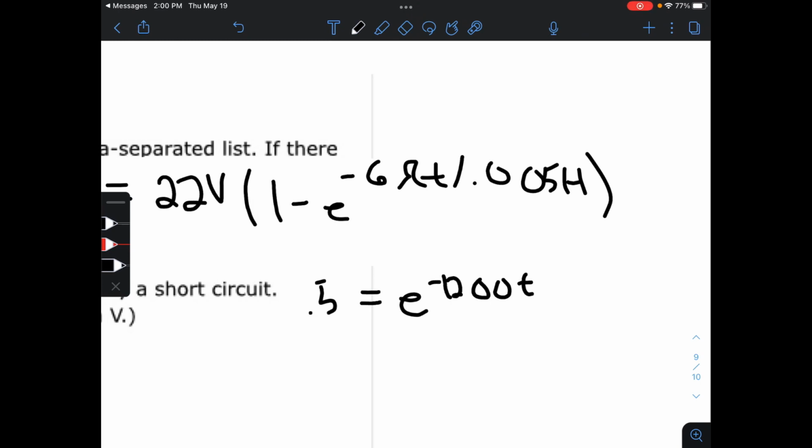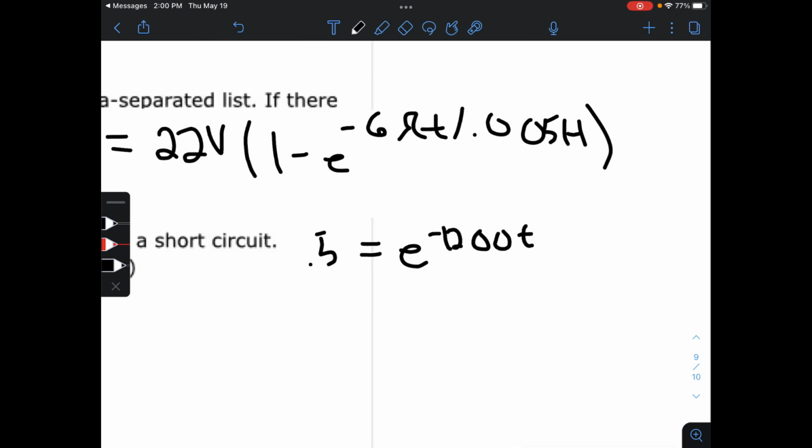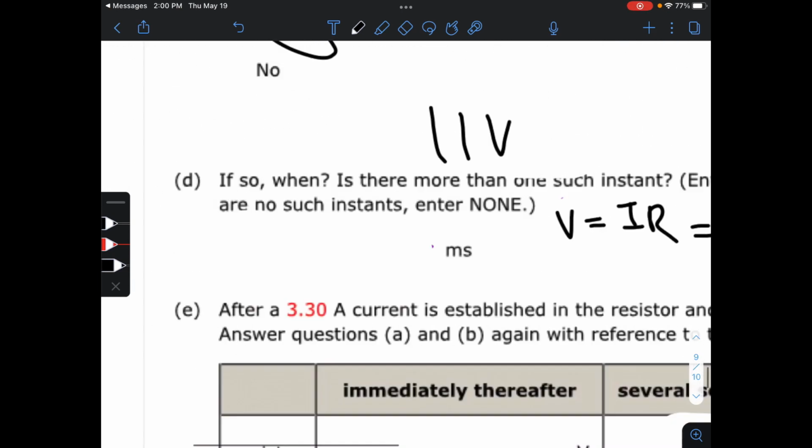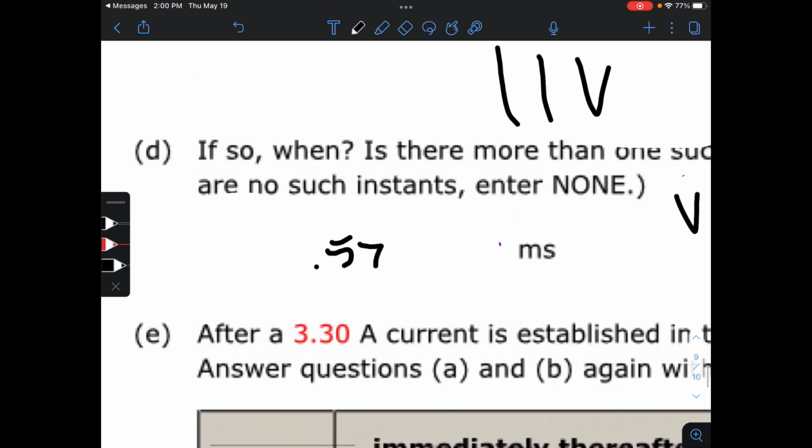Well, I just divided the 22 to the other side, and then I divided my negative 6 by 0.05. Okay, 120. Okay, and then we got 1200 T, and then we do a little natural log manipulation here. Ooh. And then we get 0.578 milliseconds. So that one was pretty straightforward.